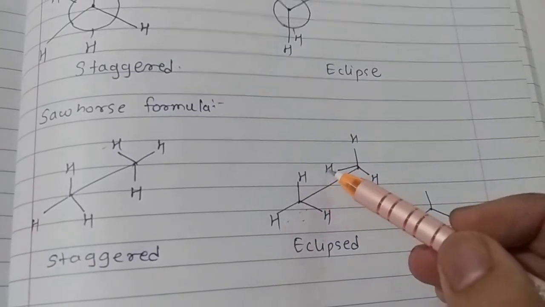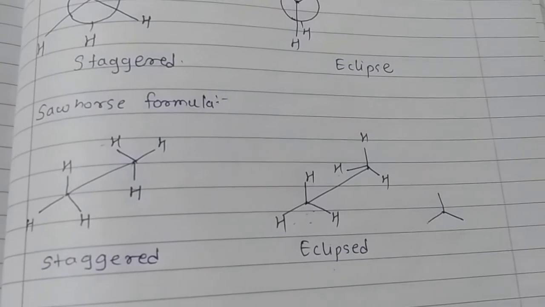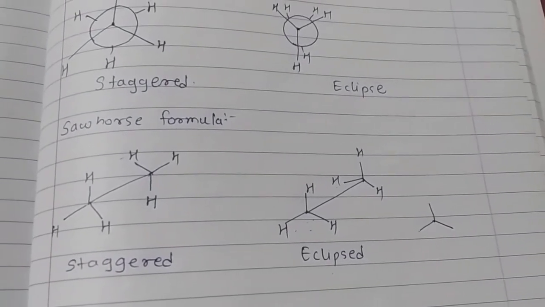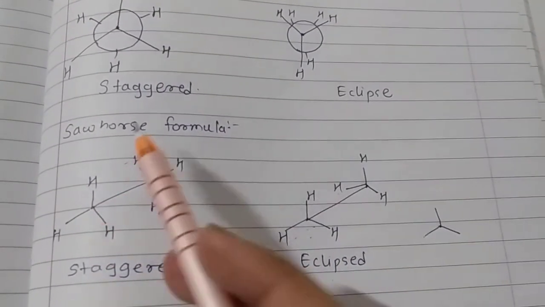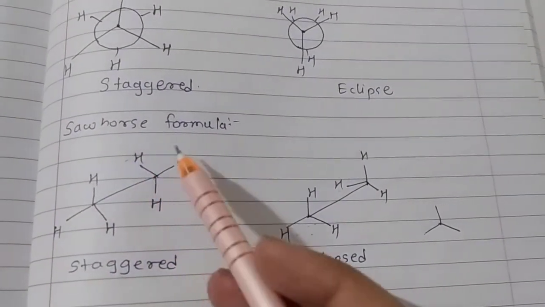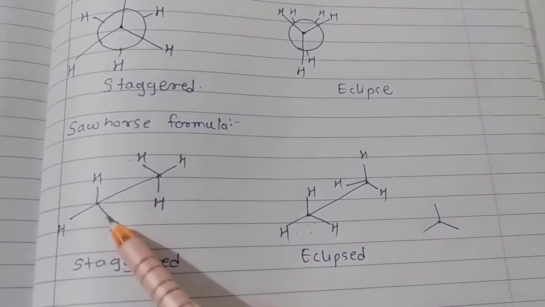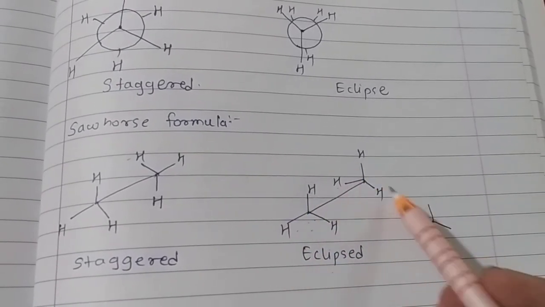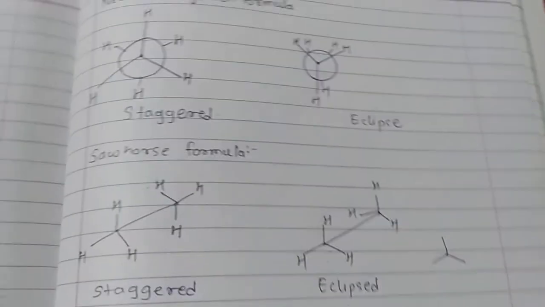So these hydrogens are near to each other, so it is less stable in eclipse conformation. Staggered conformation is always more stable than eclipse conformation. For Sawhorse formula, this should be a straight Y and this is opposite of that, and here both are opposite. Okay, so that's how the stability works.